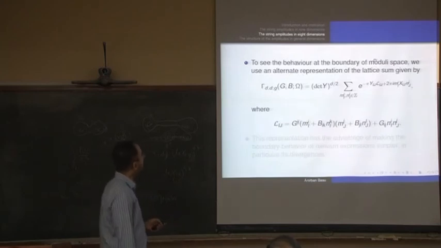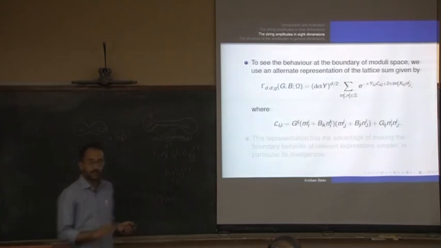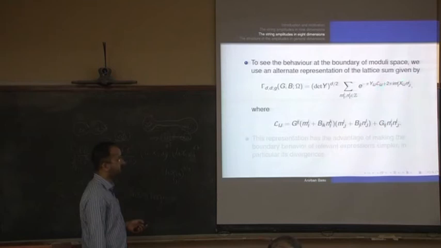So let us use an alternate representation of the lattice sum, which actually makes this divergence structure much more manifest. And this is how it is given. So now here there are no inverses of the period matrix elements anywhere. Everything is an exponential with no inverses. In fact, in string theory, this is actually the way you get it.